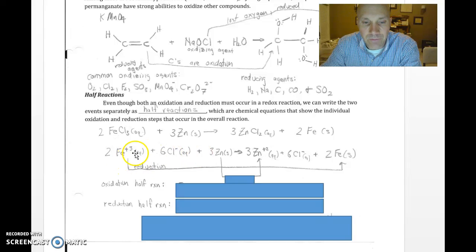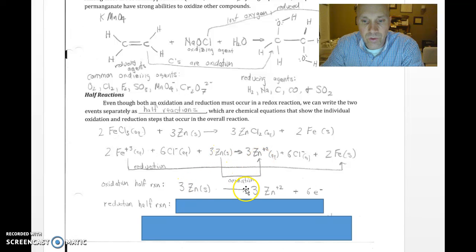So if there's a reduction, there has to be an oxidation going on somewhere else. And where that's happening is this zinc is going from a charge of 0 to a charge of plus 2. That's an increase in the charge, so that's an oxidation. So what we're going to do is split up these two, the oxidation and the reduction steps, into 2 separate steps. So the oxidation, zinc going to zinc plus 2, we're going to show it like this.